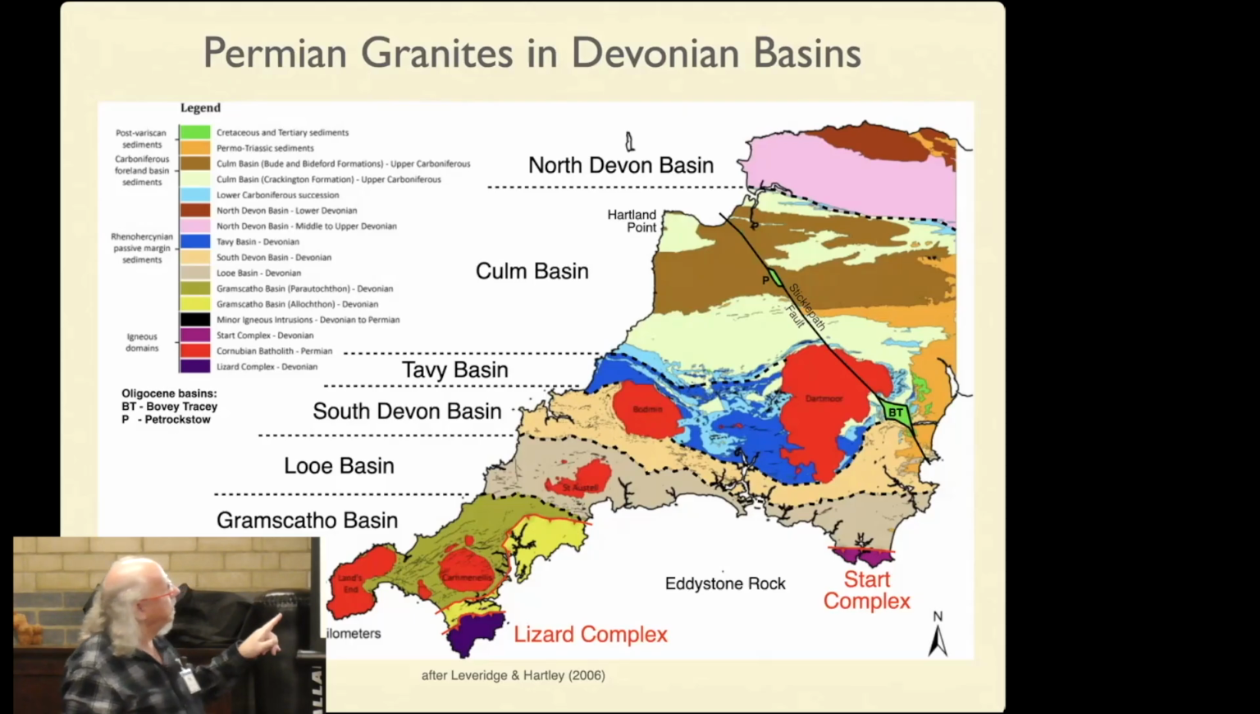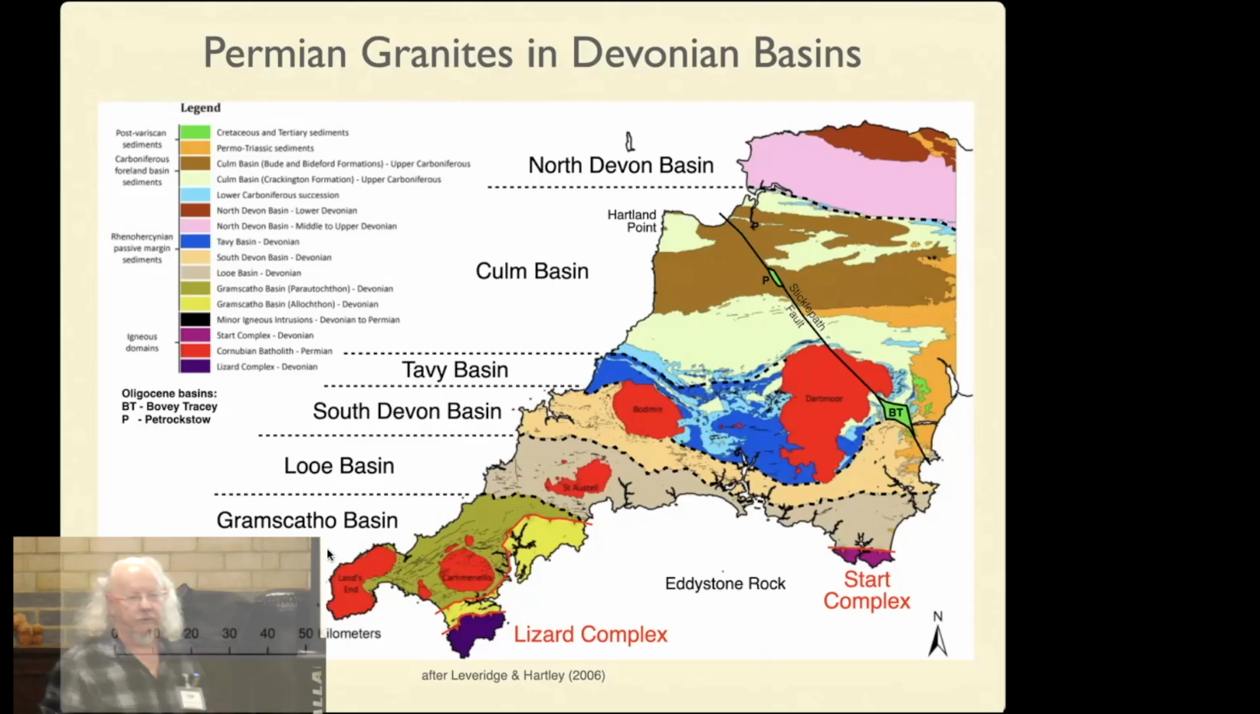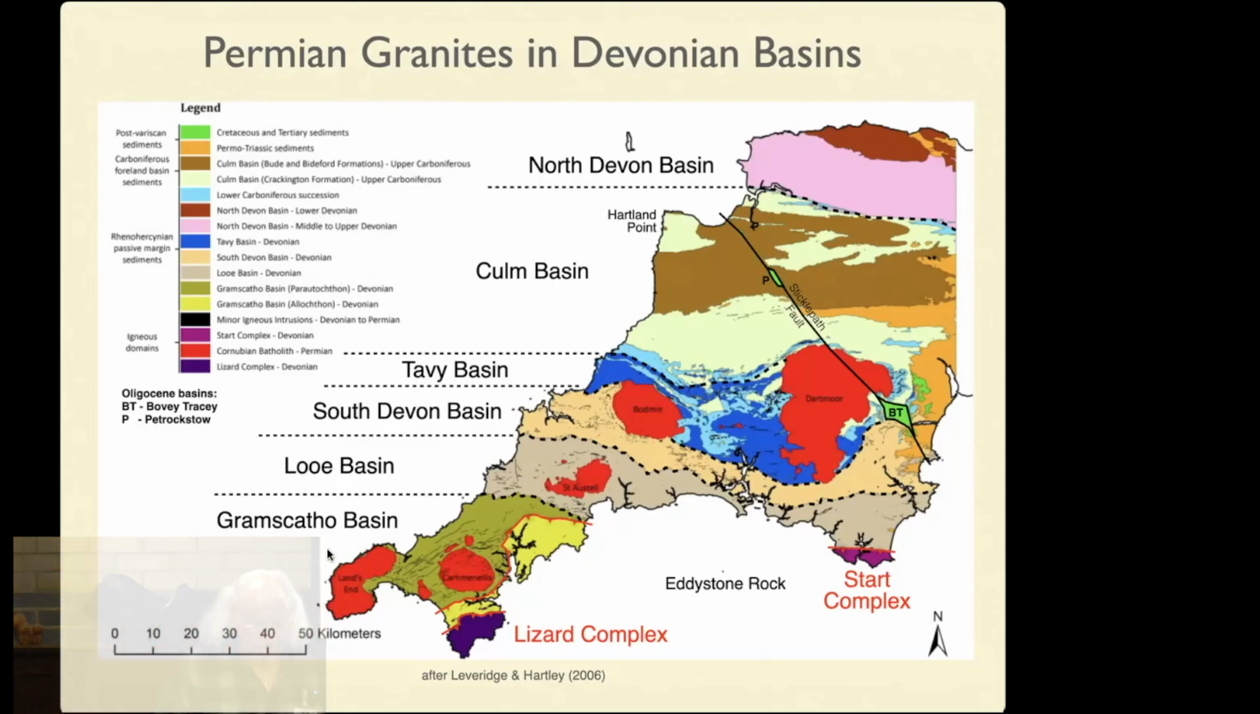Now, this is a diagram that I've used before because we look at the pattern of these basins as we've worked our way down here through all the other field trips. And there's a whole series: the Colne Basin, Tavy, South Devon, Loo, and down here we're in a thing called the Gramscatho Basin, which I think is a terrific name.